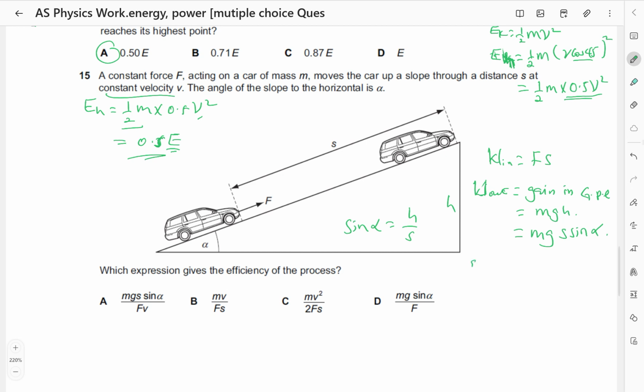So let's find efficiency. Efficiency is equal to the useful work output over the total work input. So this would be mg times s sine alpha divided by F times s. So s cancels out, and we remain with mg sine alpha divided by F. So our answer is going to be D.